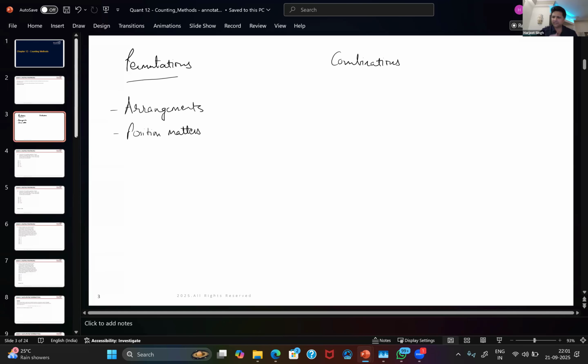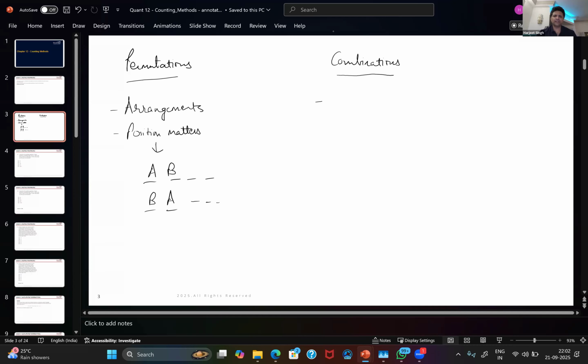So suppose I pick A and B in the team. Where A stands in the team versus B is going to be important in permutations. In combinations, if you select A and B in the team, it doesn't matter whether A comes first or B comes first. So in permutations your position matters, which means this is different from this.